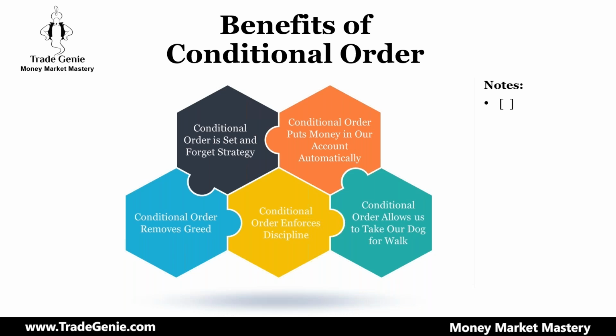If you have 10 contracts, you can set 3 contracts to sell when Apple hits 155, 3 when Apple hits 159, and the other 4 when Apple hits 162. So you can stack your sell orders on various conditions: Apple hitting 155, 159, 162. So a conditional order puts money in your account automatically.